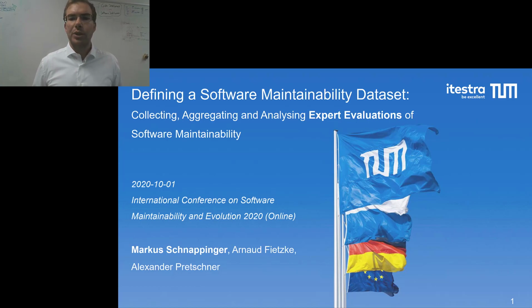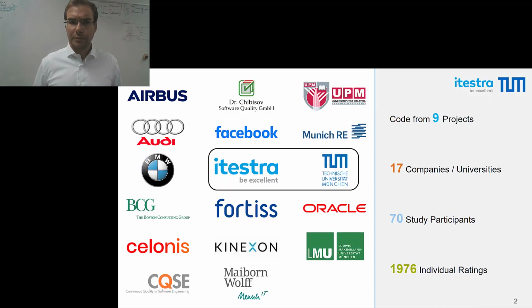So what makes our research unique really are the experts. So who are the experts? In our study, 70 people participated. These are mostly developers working for one of the companies you can see on the slide, or who are not developers, but really software analysts. For example, Itestra is a company that offers quality-based reviews to their customers, and the people who do these really know what they're talking about when it comes to software maintainability. The largest group of participants are actually the employees of Itestra.